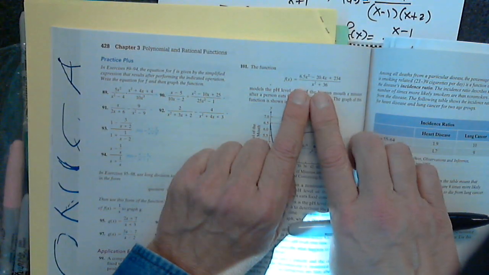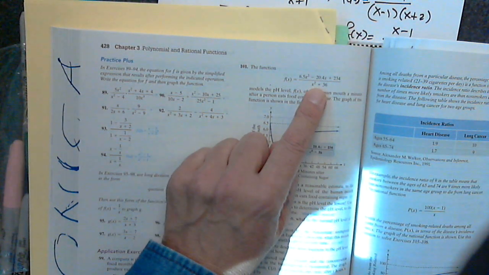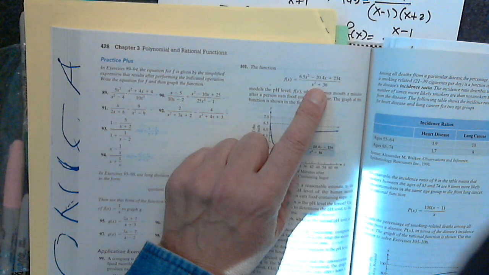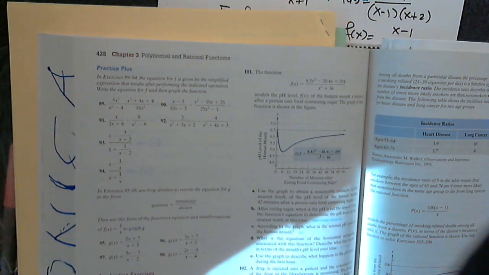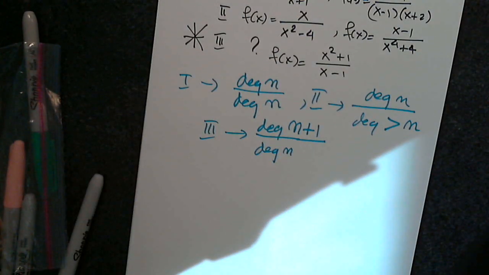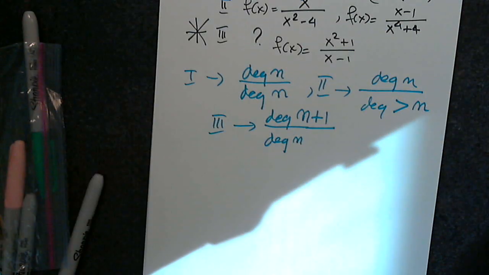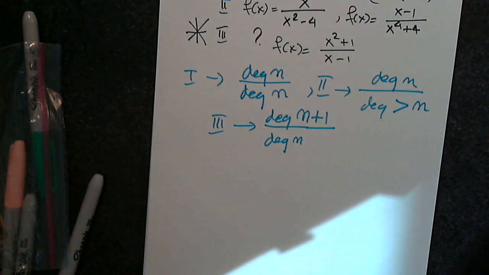Forget about the graph, we're going to graph them first when we get there. So just look at this. It's a rational function. What type is it? It is type 1, same degree over same degree. Degree 2 over degree 2, that's type 1. Degree 1 over degree 1, that's type 1. Degree 3 over degree 3, that's type 1. Higher degree in the denominator than the numerator, that's type 2. Higher degree in the numerator by exactly 1 unit higher, type 3.